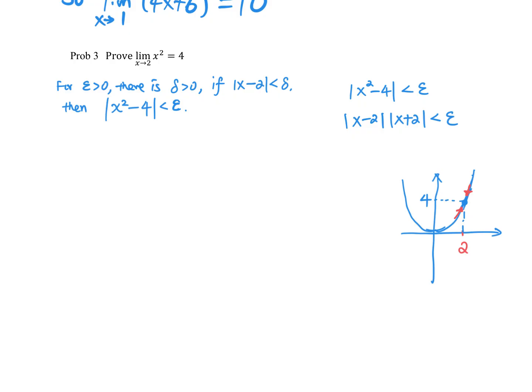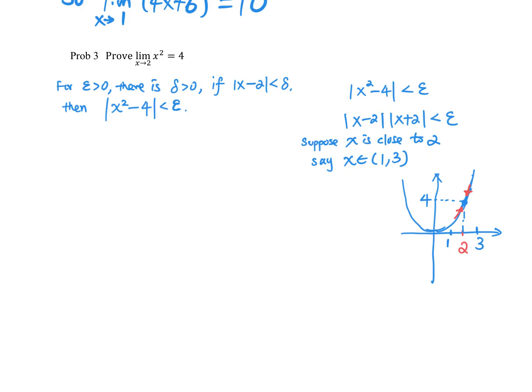Now, because we want to take x close to 2, it's definitely reasonable to assume that x is close to 2, so that we get f(x) close to L, right? So say x is in this range, okay? So 1 away from 2, which is 1 and 3. Suppose x is within that range.